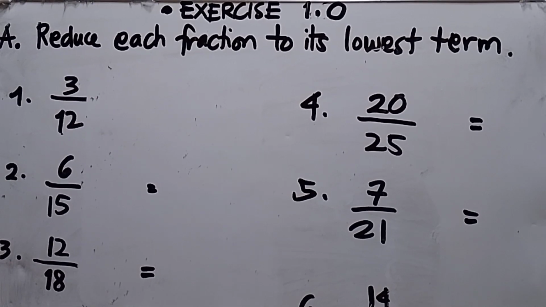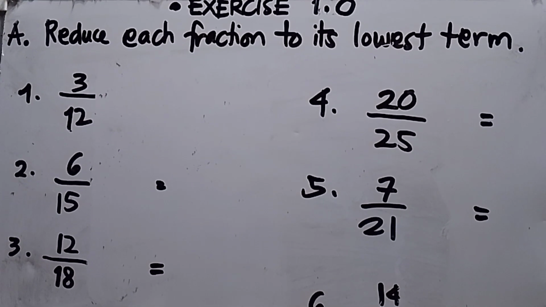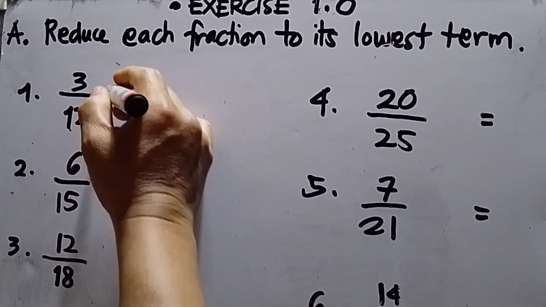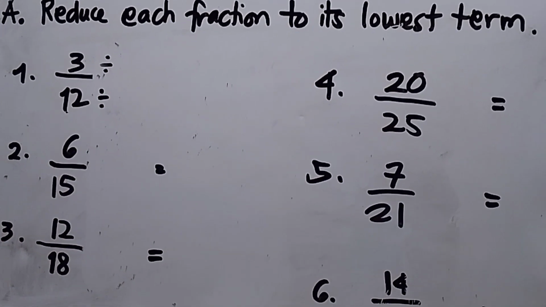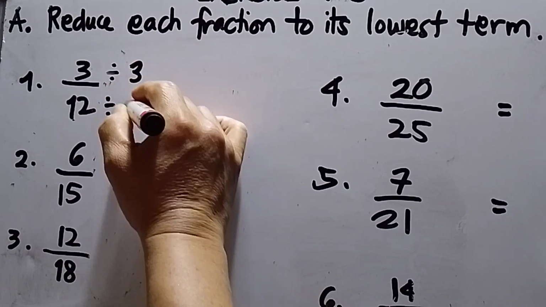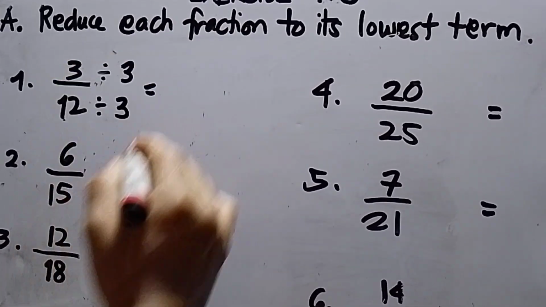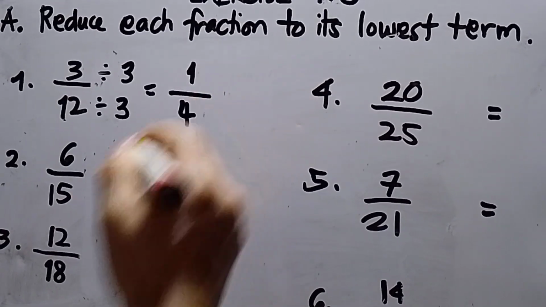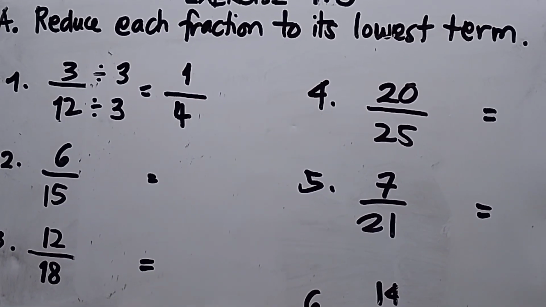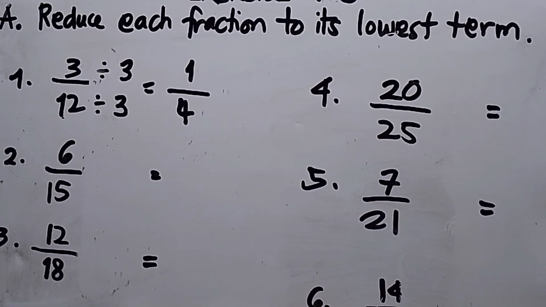So I have here number 1, 3 over 12. I need to find a number that can be divided by the numerator and denominator. So this will be 3. So 3 divided by 3 is 1. 12 divided by 3 is 4. So, number 1 is equal to 1 over 4.